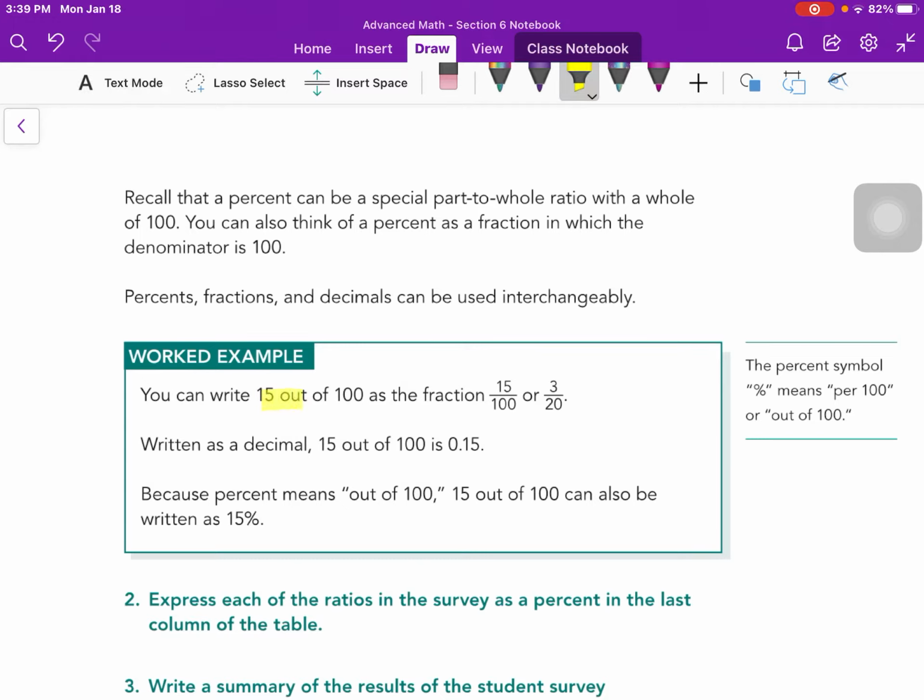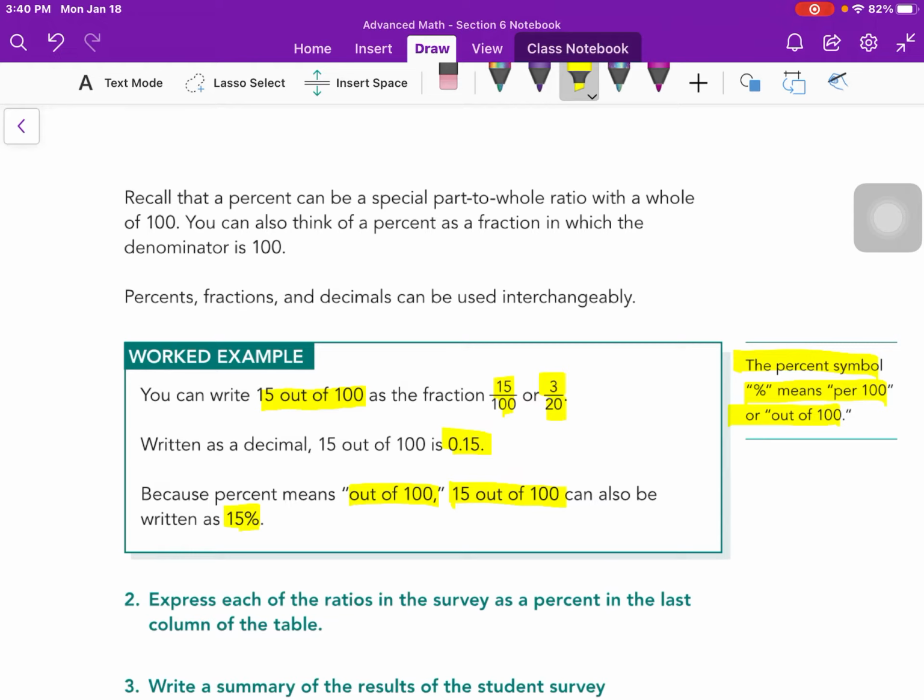Okay, you can write 15 out of 100 as a fraction, 15/100ths, or if you simplify it, 3/20ths. You can write 15 out of 100 as a decimal by saying 0 and 15/100ths. And because percent means out of 100, 15 out of 100 can be written as 15%. The percent symbol means per 100 or out of 100.